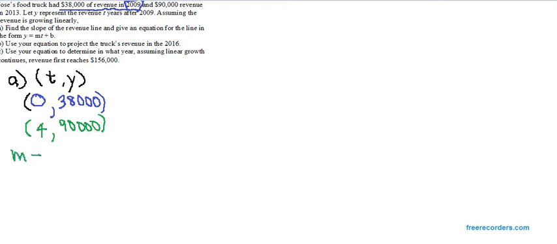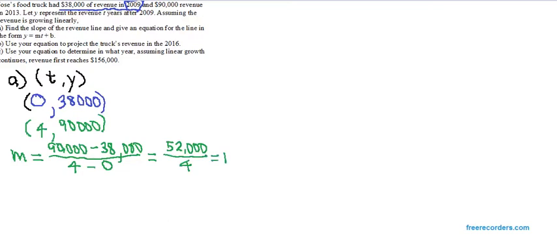All right, so the first thing it wants us to do in part A was to find the slope. Well, remember, slope is y2 minus y1 over normally x2 minus x1, but remember in this problem we have t's. So t2 minus t1. 90,000 minus 38,000 is 52,000, and 52,000 divided by 4 is 13,000. So that is the slope of the revenue line.